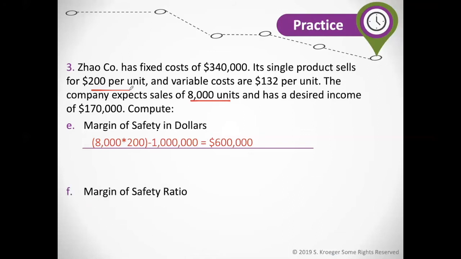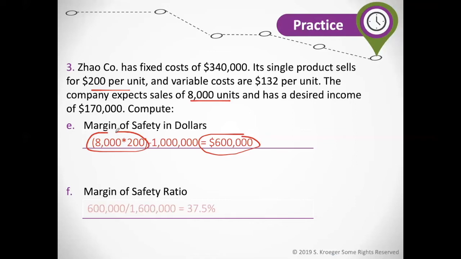Part F is the margin of safety ratio. Remember, this formula would be our margin of safety we calculated in Part E divided by our expected sales. To do this, it would be $600,000, our margin of safety, divided by the 1.6 million, which was our expected sales. Remember, we're going to need to put this into a percent because it's a ratio. It would be 37.5%.